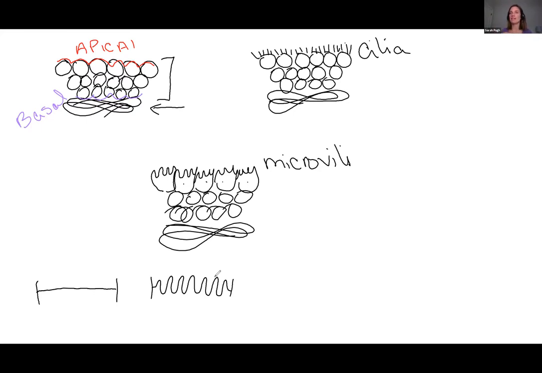And that is fantastic when we're looking at things like lining the intestines. Lining the small intestine, you have a lot of microvilli because in your small intestine, you're absorbing nutrients. So we want a greater surface area so we can do a better job of absorbing nutrients out of our food.